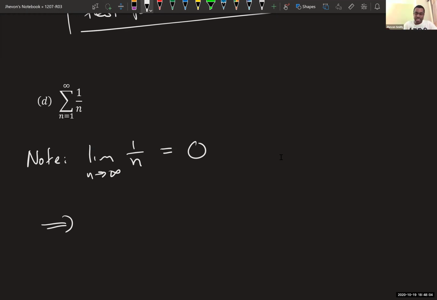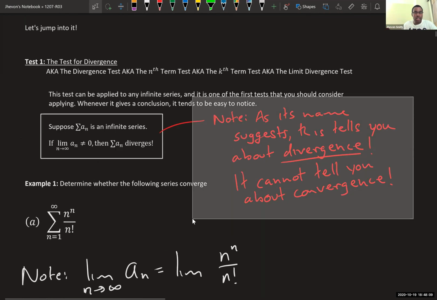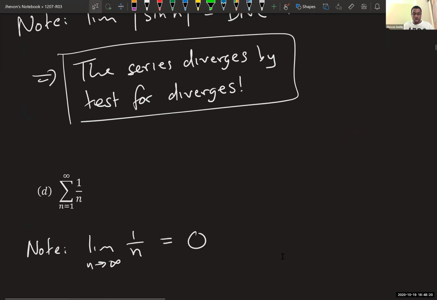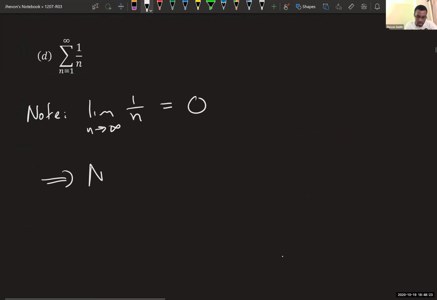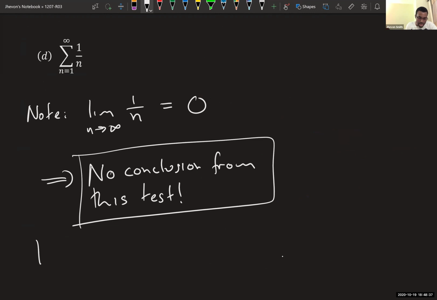It's a very common mistake, which is why I put this in red. Remember, it cannot tell you about convergence. So if you saw the 0 and you're thinking, oh, that means it converges, no, you're already wrong for that line of thinking. It cannot tell you about convergence. In fact, no conclusion from this test. You need something more sophisticated to talk about this guy. In fact, this guy does diverge for other reasons.